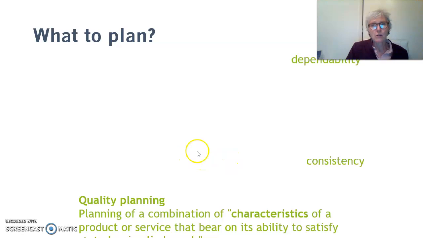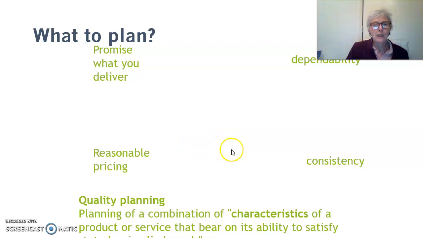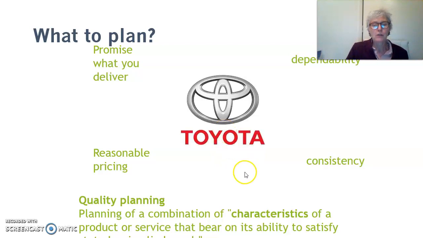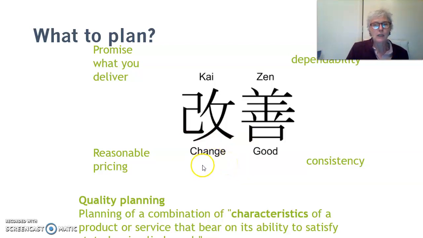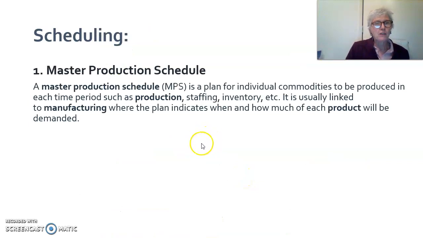Quality is planned according to dependability, consistency, promise what you deliver, and reasonable pricing connected to the quality. So that's what Toyota does. And they use lean management, which is also Kaizen, which means change for good. So Toyota is improving their performance consistently.